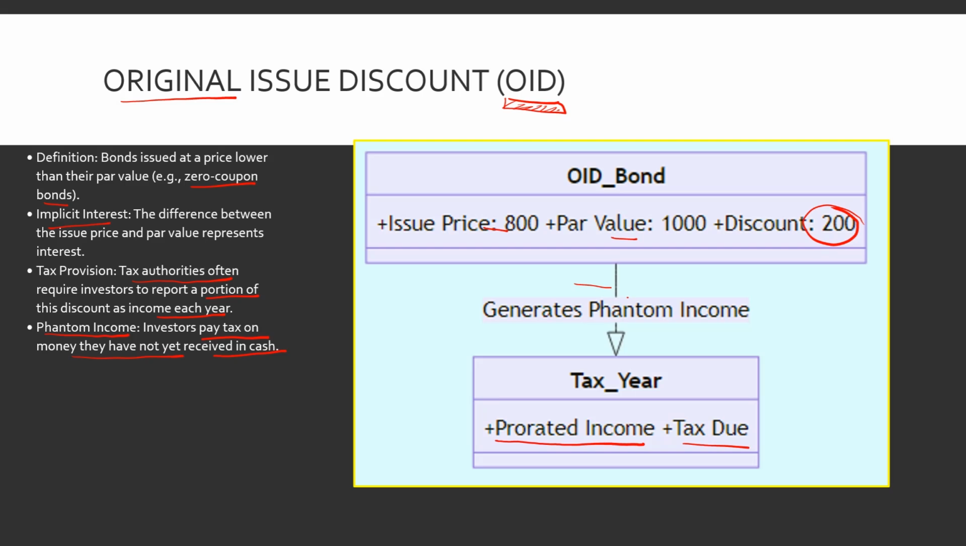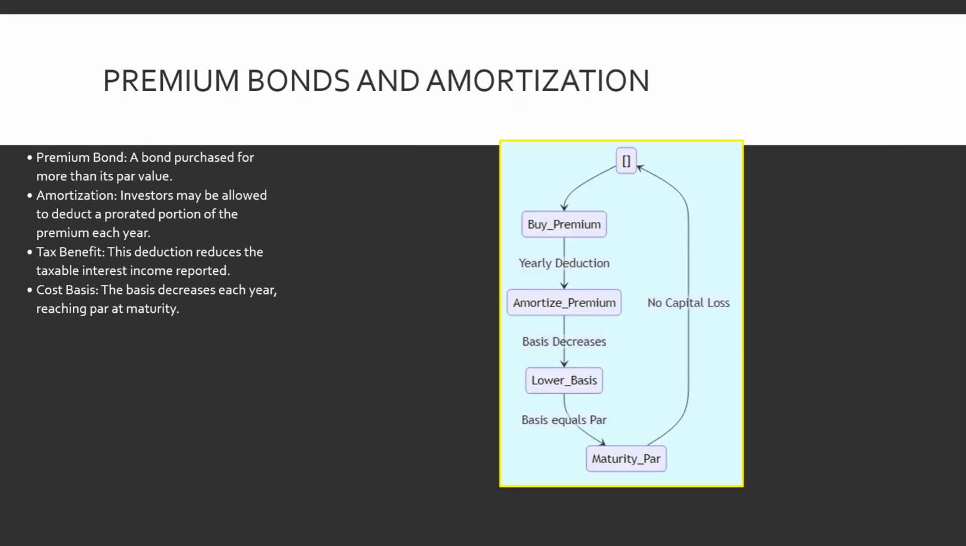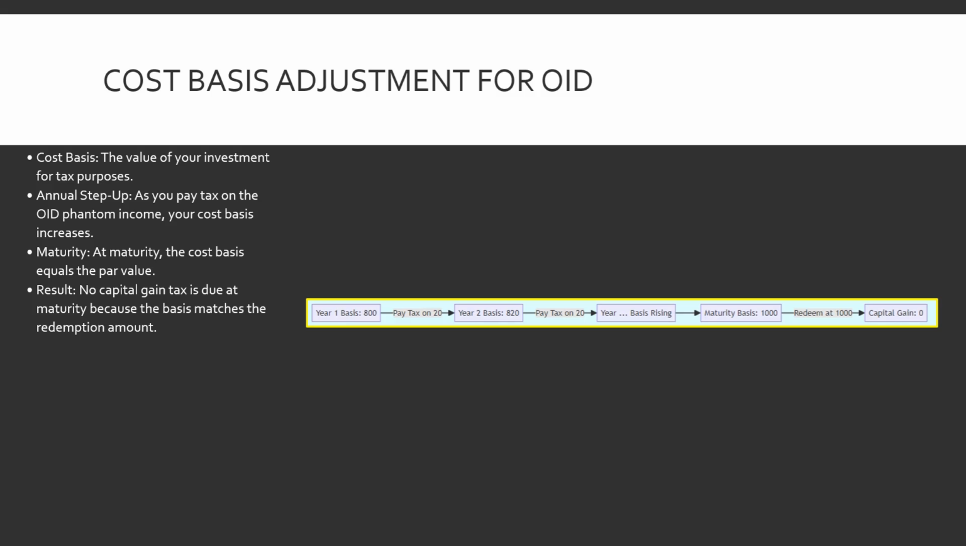As a trainer, I find this to be a fair, albeit complex system. It recognizes that you've already settled with the tax office for the bond's growth. Understanding this accretion of the cost basis is essential for accurate tax reporting and for calculating your final total after-tax profit on the investment. Premium bonds and amortization.